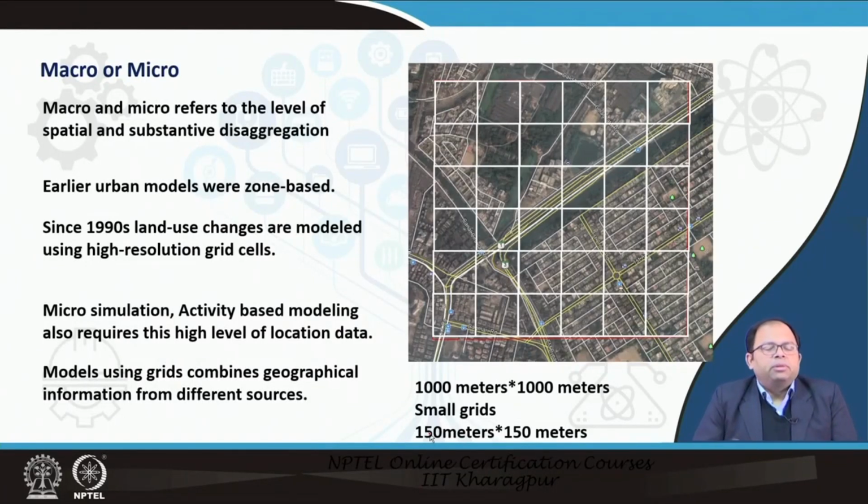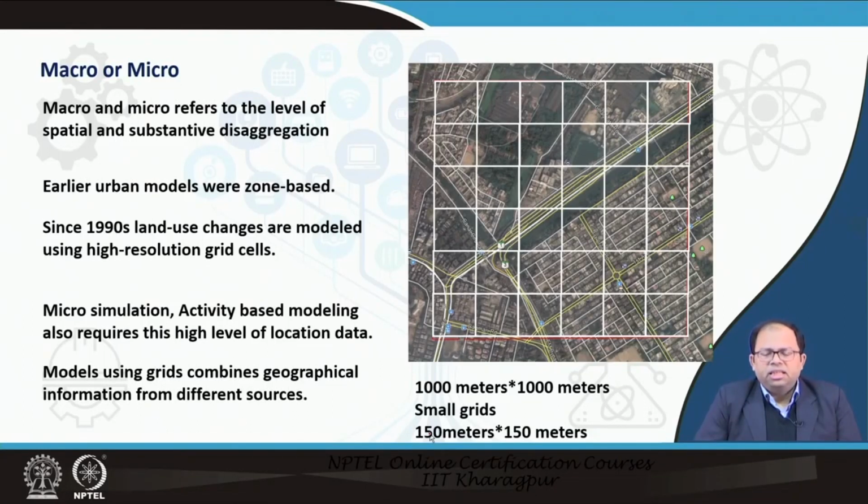Then the next debate comes about macro and micro. So we have dynamic and static models, and then we have macro and micro. Micro and macro refers to the level of spatial and substantive disaggregation. That means what should be the appropriate size of analysis. For example, we discussed TAZs earlier in our previous module. But when we talk about disaggregation, when we are talking about micro simulation at the individual level, that means a particular firm is choosing a particular plot, or an individual is choosing a housing unit, we have to go to a much more micro scale.